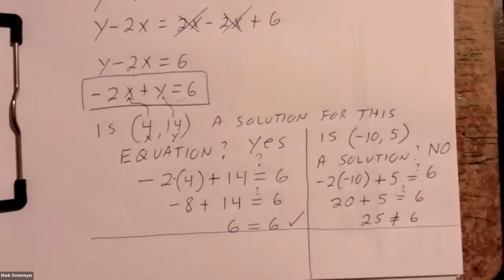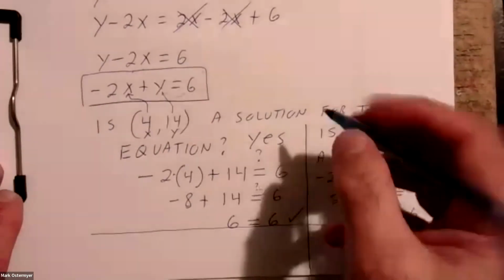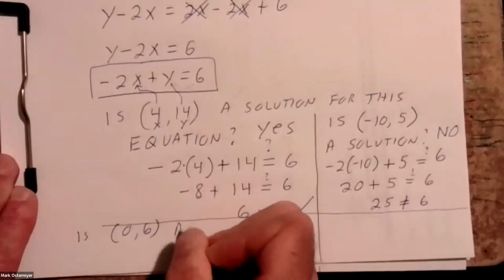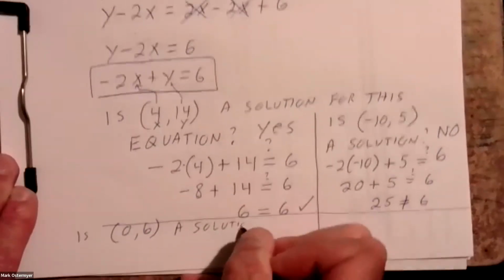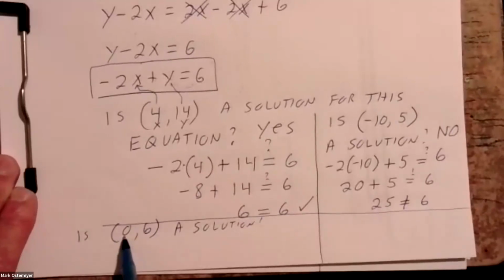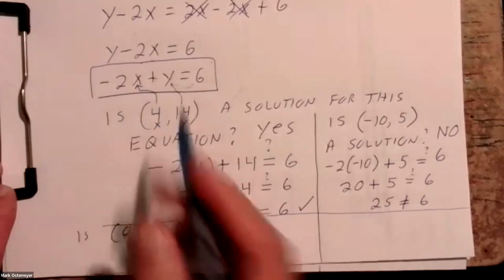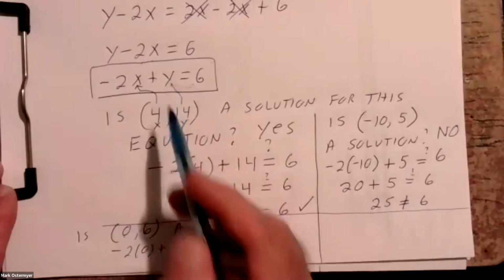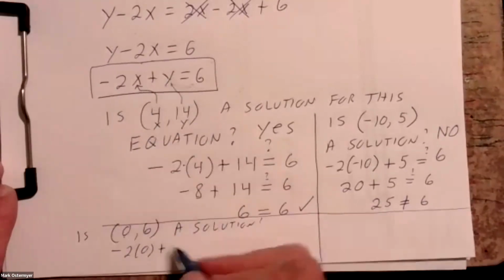Any other ordered pair that might work for this linear equation, might be a solution. Let's try one here. I'll throw one out. Is (0, 6) a solution? Replace the x variable with the x coordinate of 0. 0 goes in for x. And the y variable takes on the value of the y coordinate. So 6 goes in for y.